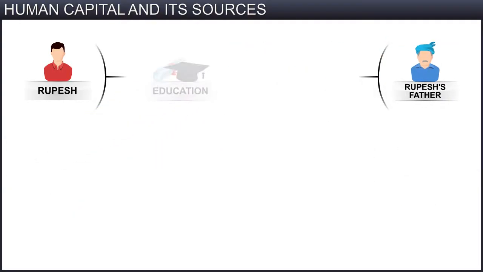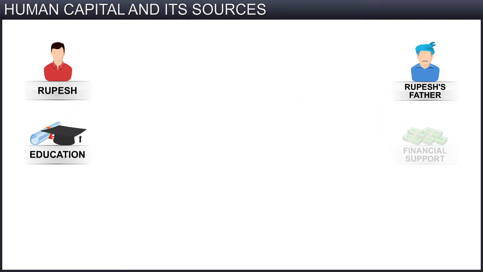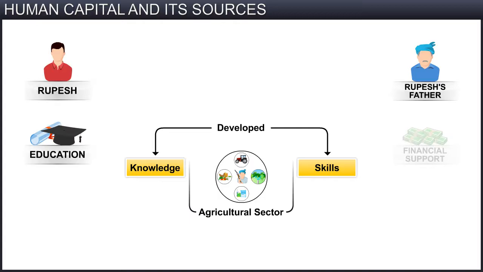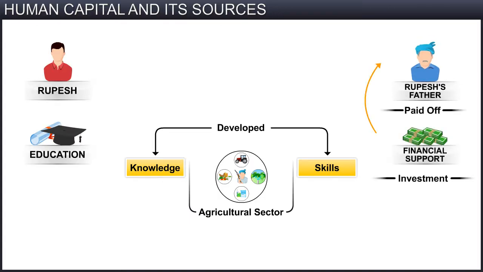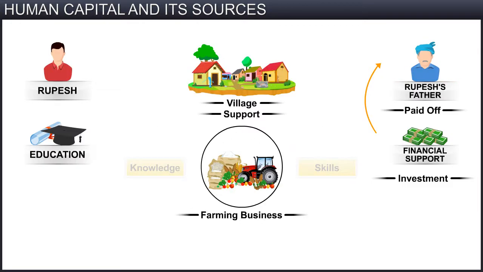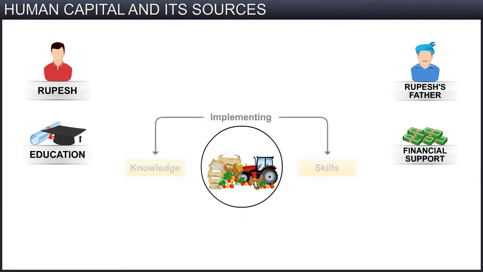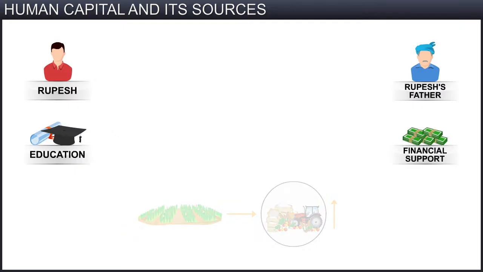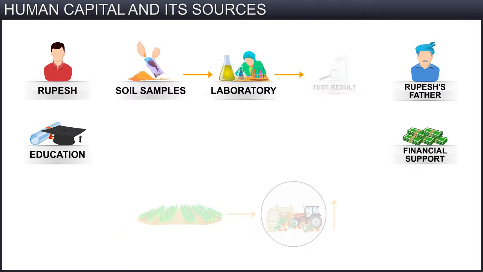Rupesh's father provided the necessary financial support for his education. Through the course of his studies, Rupesh gradually developed essential knowledge and skills relating to the agricultural sector. Rupesh's father's investment paid off when Rupesh chose to return to the village to support his father's farming business. Rupesh began implementing his newfound knowledge and skills, which led to a gradual increase in the production capacity of his family's land. He started by sending soil samples for various tests.